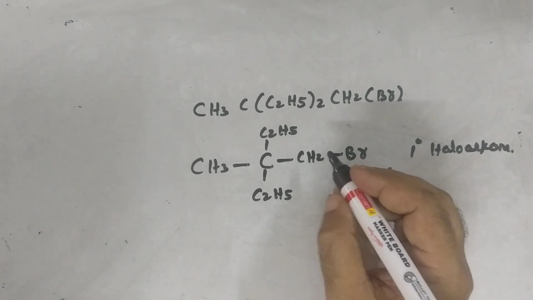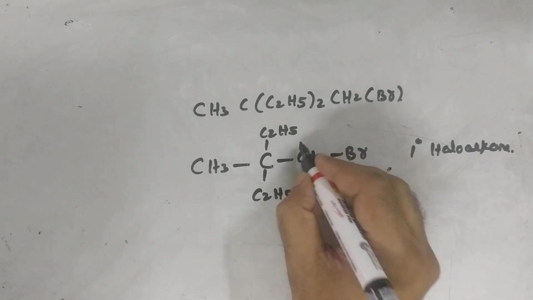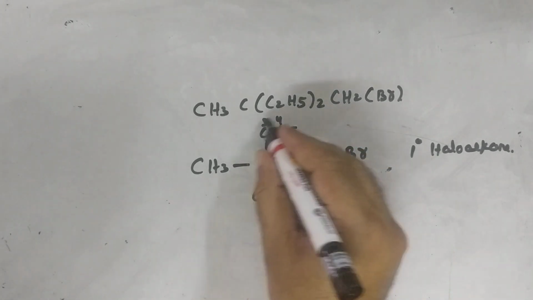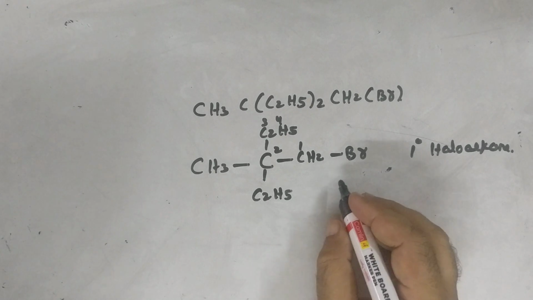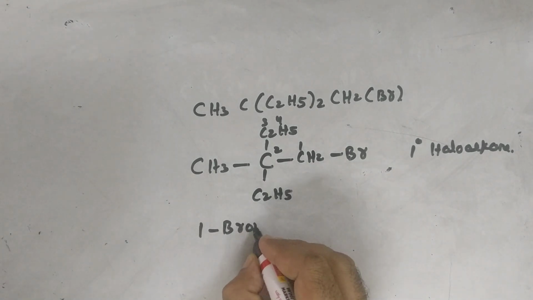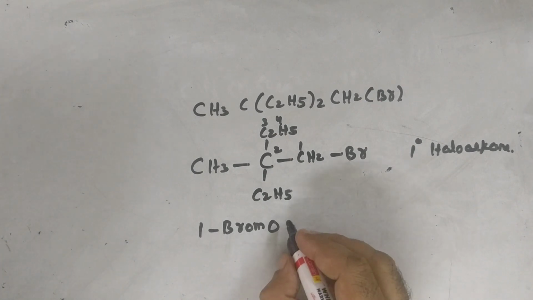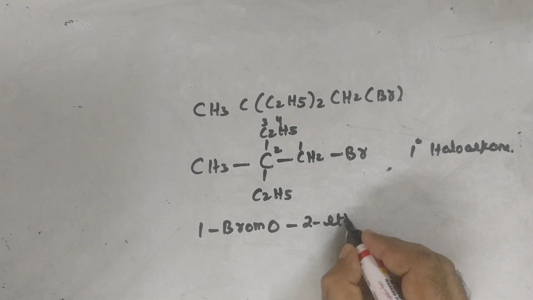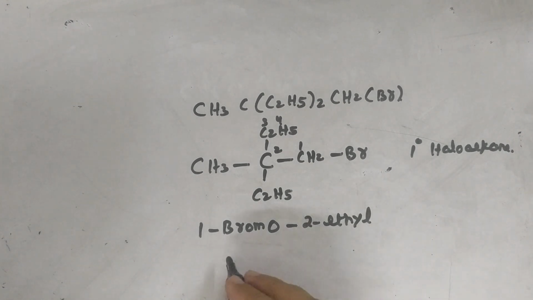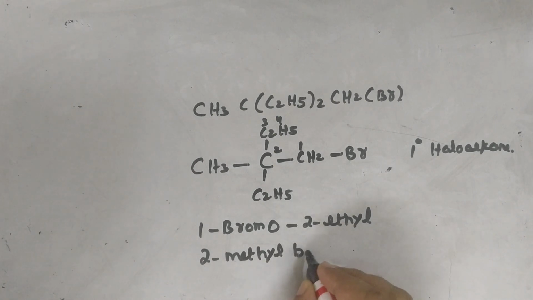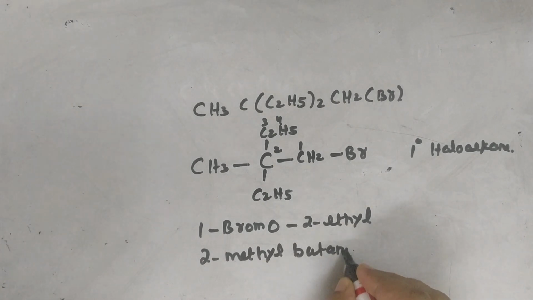So let's name it. It will be 1, 2, 3, 4. Long chain of 4 carbon atoms. It will be called 1-bromo, 2-ethyl, 2-methyl. Long chain has 4 carbons, so it's a derivative of butane.